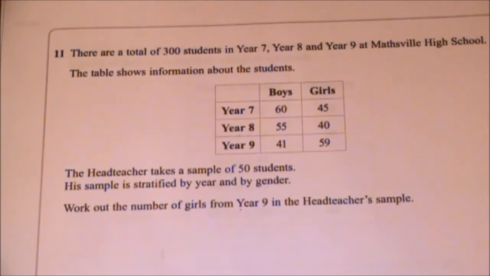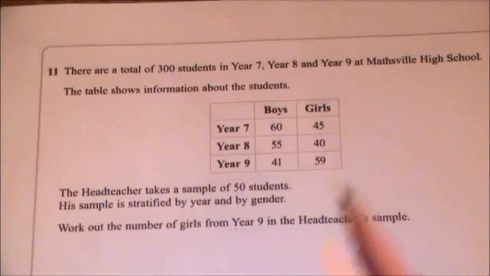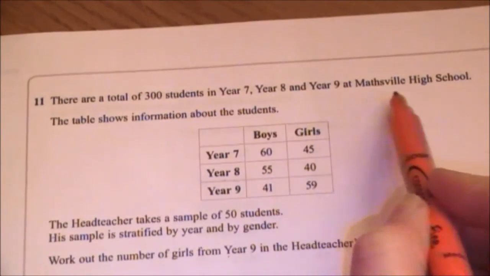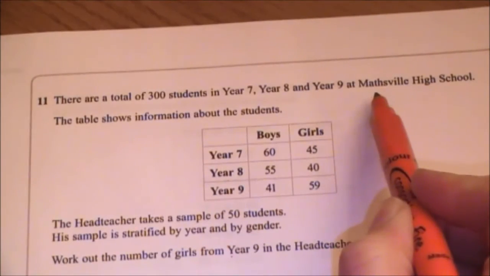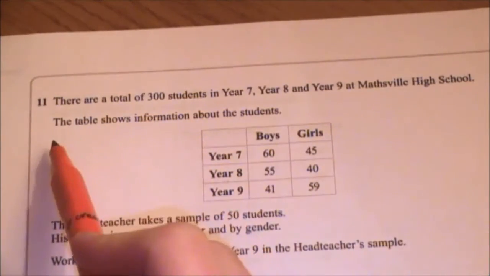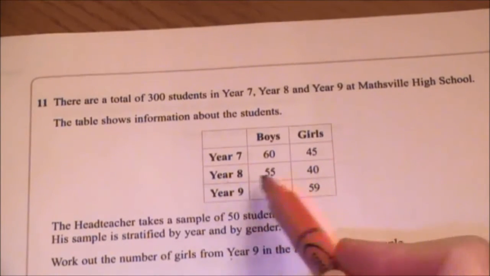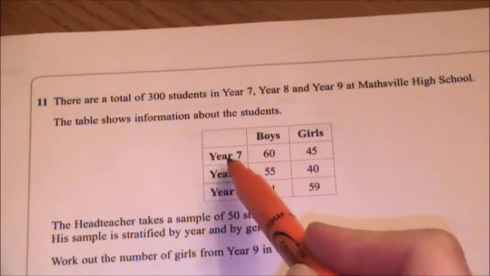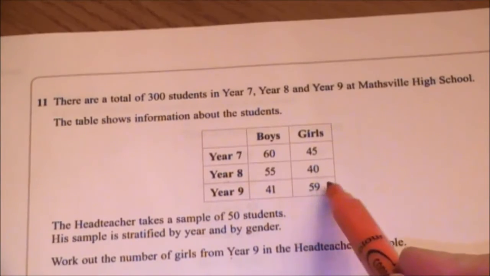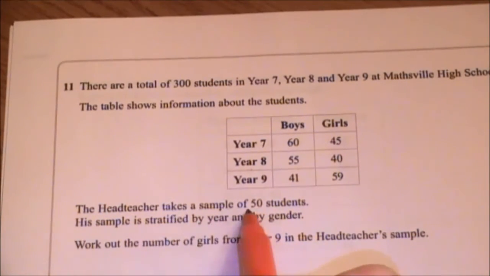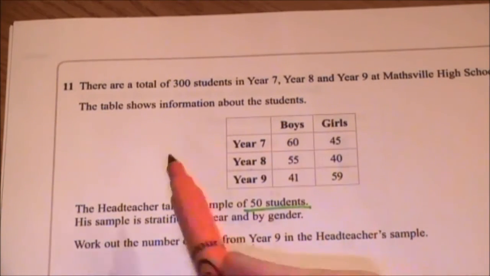11 is a stratified sampling question. So there are a total of 300 students in year 7, 8 and 9 at Mathsville High School. Sounds like an awesome high school. The table shows information about the students, boys, girls and different year groups. So 60 boys in year 7, 59 girls in year 9 and so on. The head teacher takes a sample of 50 students. So the head teacher wants 50 students.